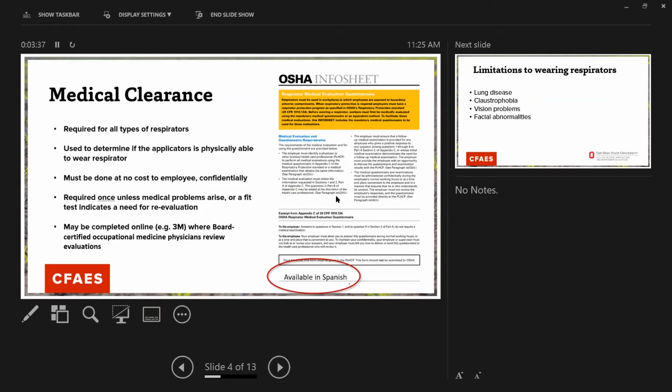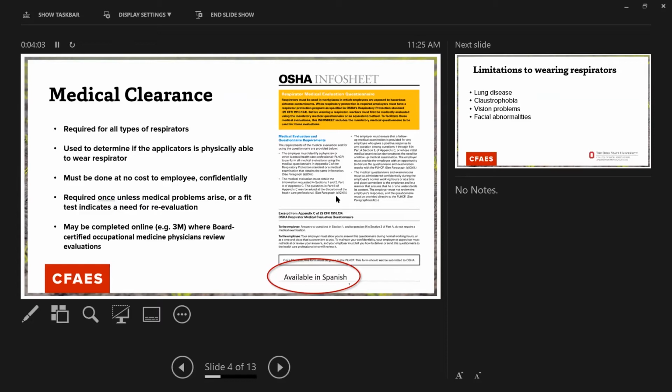So what is the medical clearance? This is required for all types of respirators, not just your tight-fitting respirators, but loose-fitting respirators as well. Again, you want to make sure that your workers and handlers are physically capable of wearing a respirator. So this must be done at no cost to the employee. Your employer must take in all of these charges that may be incurred for this medical clearance and fit test.